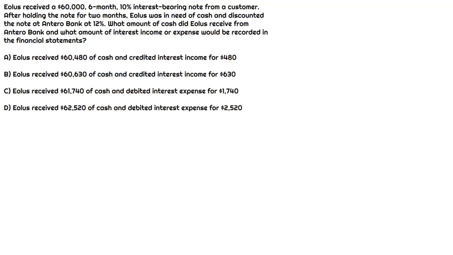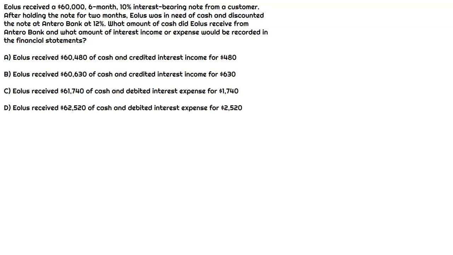So this question tells us that Ellis received a $60,000 6-month 10% interest-bearing note from a customer. Now, what did they do? Well, they held on to the note for 2 months, and then they decided, we're in need of cash. Let's discount the note at Antero Bank at 12%, right? So the discount rate is 12%.